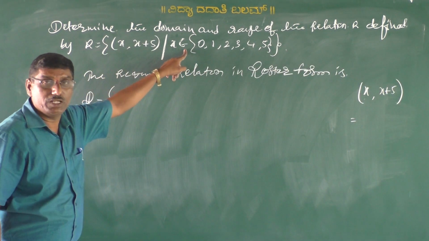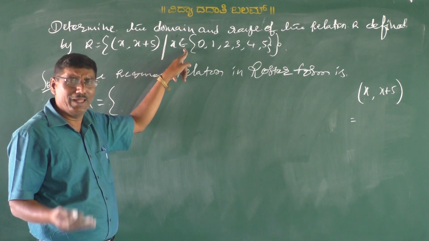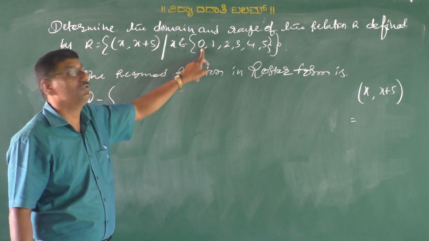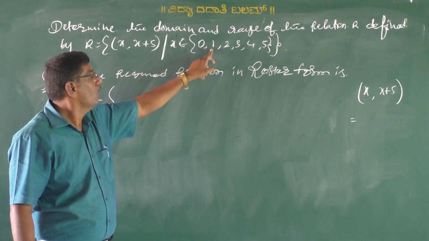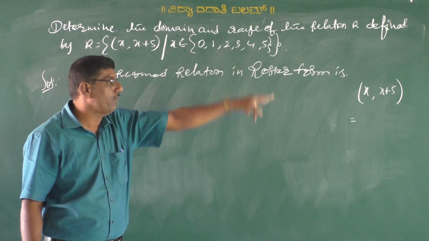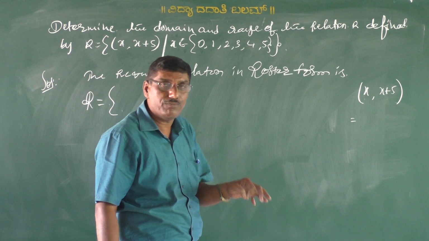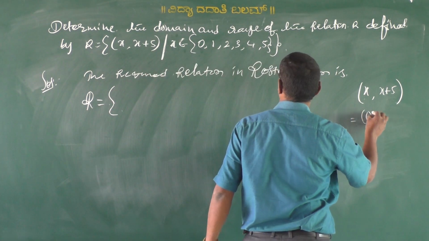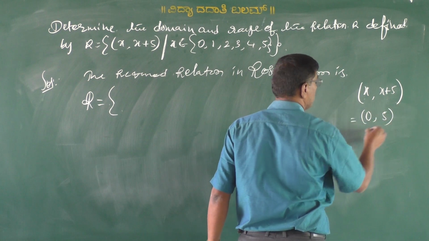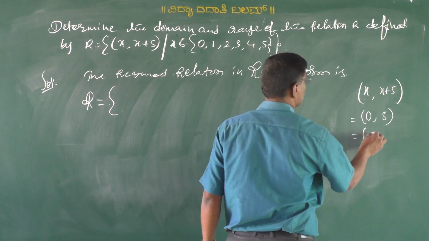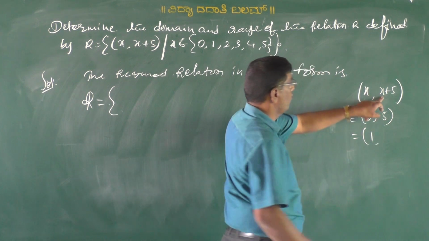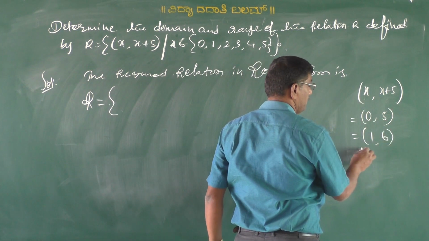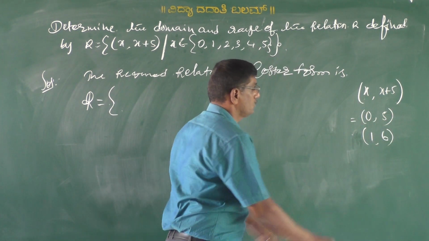Here x belongs to the domain. Directly we can say x belongs to 0, 1, 2, 3, 4, 5. That means we have to substitute these elements in the place of x. First if I give 0, then we get 5. Next if I give 1, 1 plus 5 is 6, isn't it? And so on.